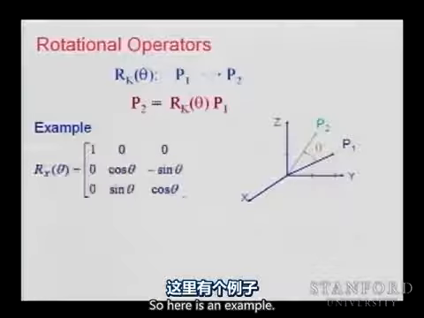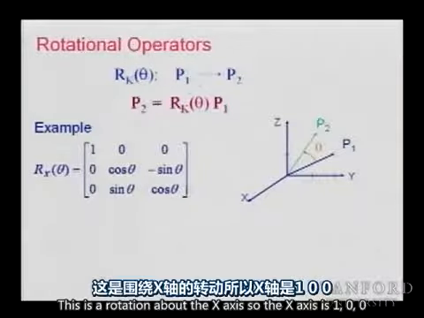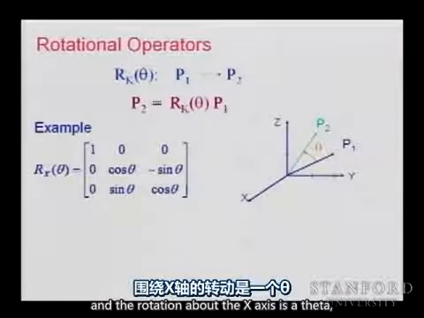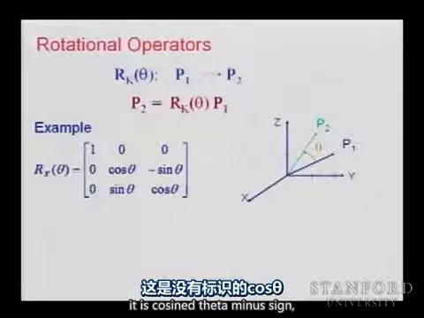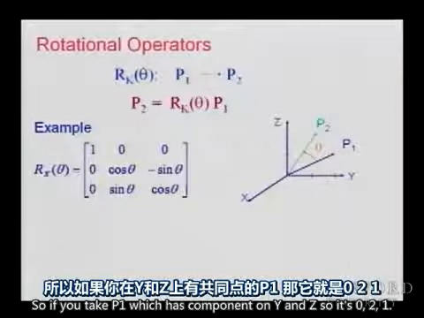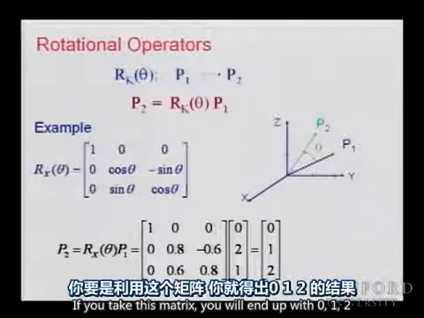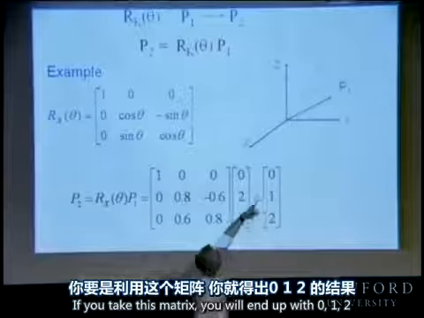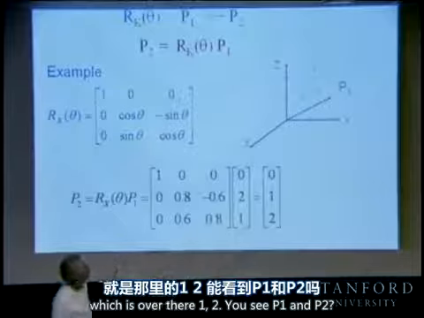So here is an example. This is a rotation about the x-axis. So the x-axis is 1, 0, 0, and the rotation about the x-axis is of theta. It is cosine theta, minus sine. You know this familiar matrix, rotation about the x-axis. So if you take P1, which has components on y and z, so it's 0, 2, 1, if you take this matrix, you end up with 0, 1, 2, which is over there, 1, 2. You see P1 and P2?